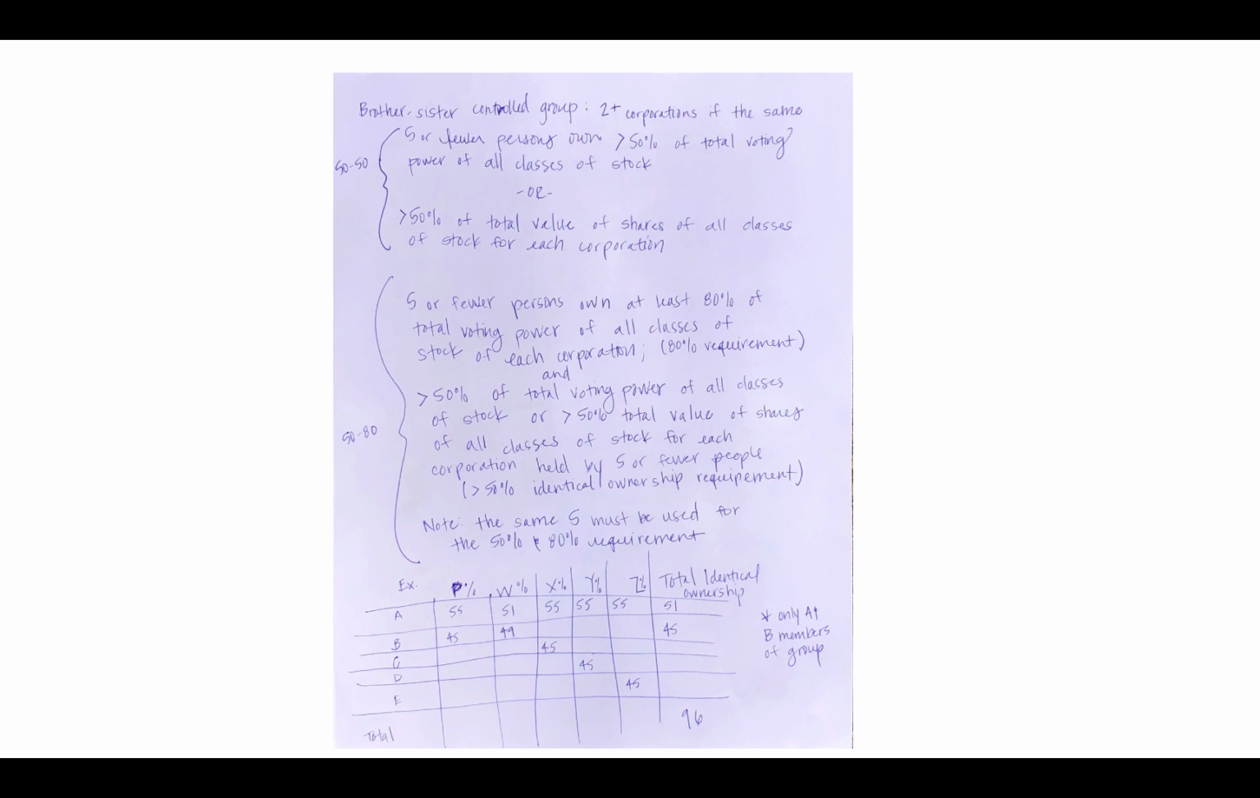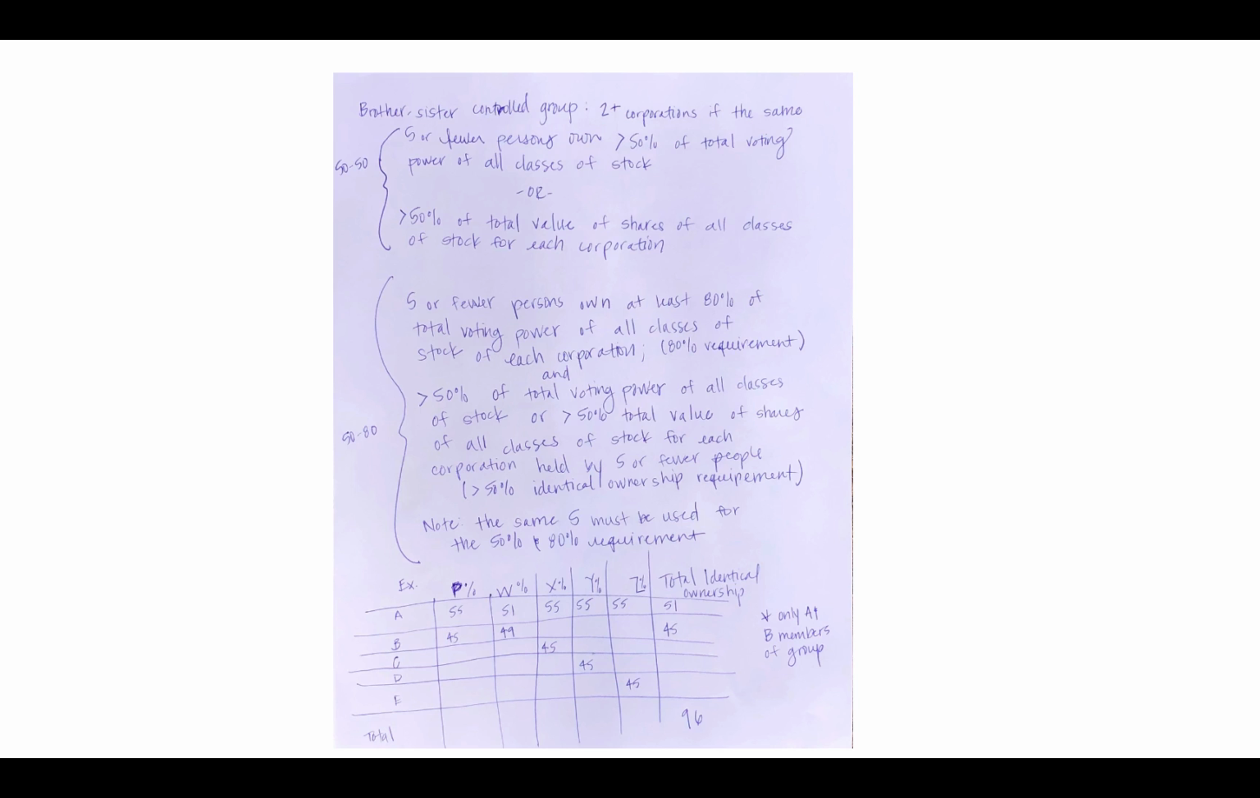So for Section 179, for example, the 50-80 test applies. All right, so I'm going to go through each test. So first, the 50-50 test. Two or more corporations are members of brother or sister controlled groups if 5 or fewer persons own more than 50% of total voting power of all classes of stock, or more than 50% of the total value of all shares of all classes of stock for each corporation. All right, so that's the 50-50 test.